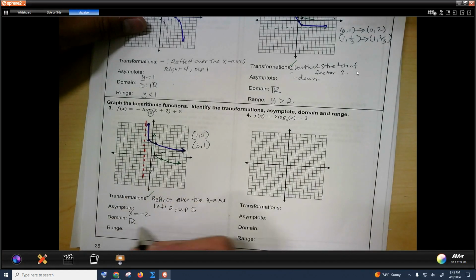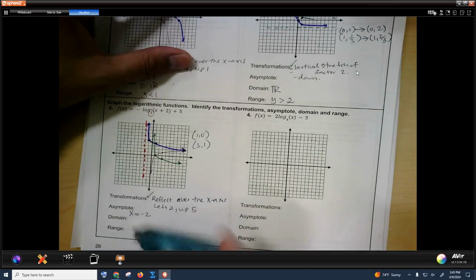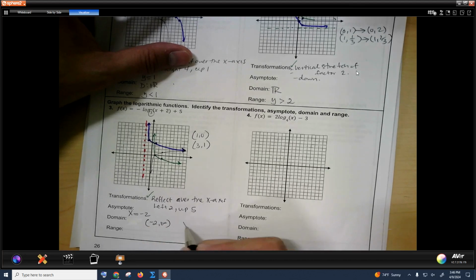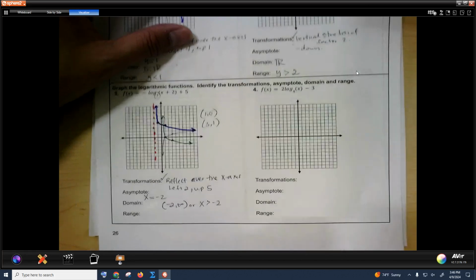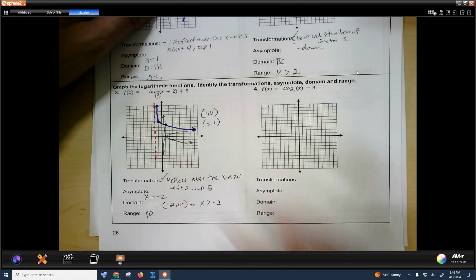Domain is all reals. No, domain is not all reals. Domain is from negative 2 to infinity, or x is greater than -2. The range will be all reals because it's slowly inching down and going up.